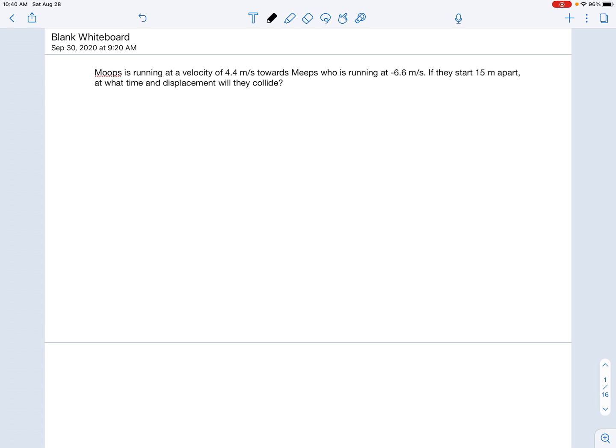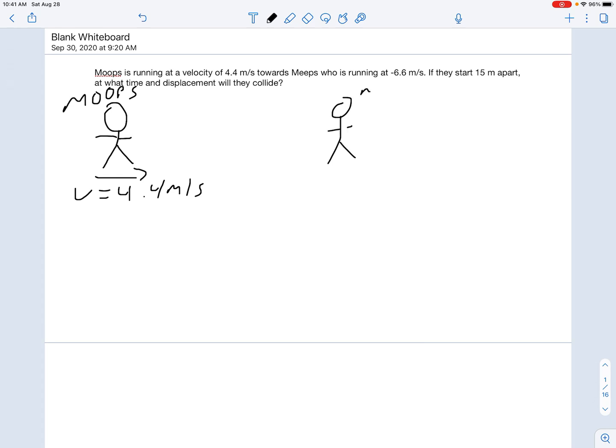First thing I'm going to do is draw a picture. So I'm going to draw Moops. He is running at a velocity of positive 4.4, so I know he's going to the right, towards Meeps. This is Meeps. Meeps is running at negative 6.6, so I know she's going this way because it's negative.